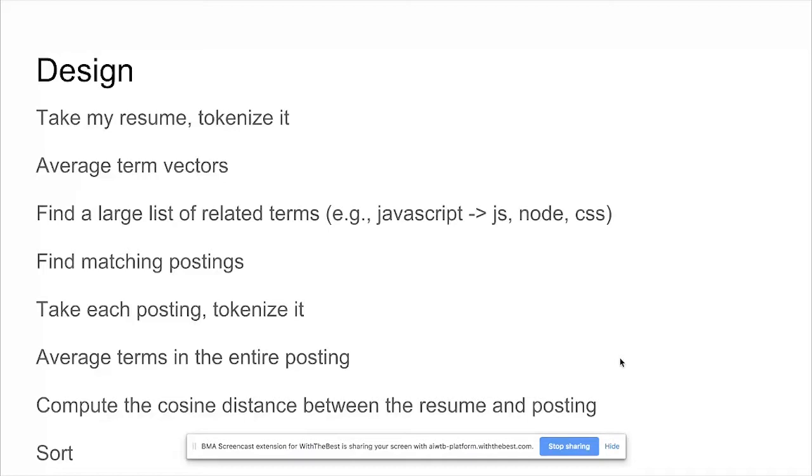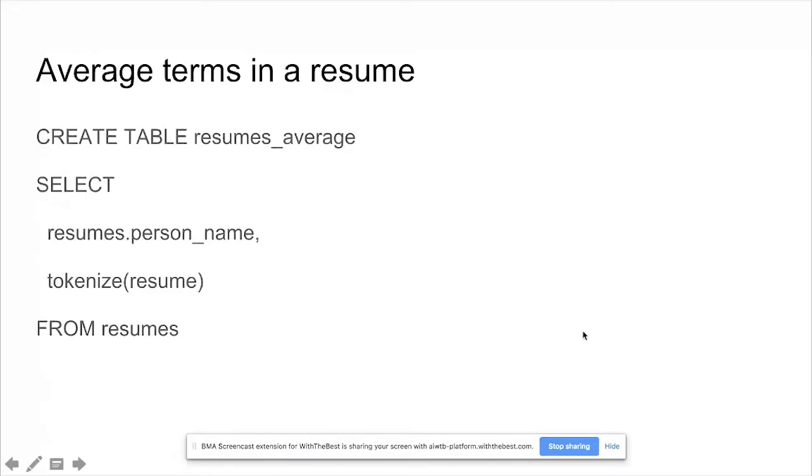We'll search for all those synonyms in the job postings with full text search. Then we'll apply the same tokenization and averaging process to each job posting. We'll compare the distance between the job postings and the resumes, and that gives us the similarity metric that we can sort on. This isn't a perfect system, but it's a good basis for understanding how you can do stuff with these tools.